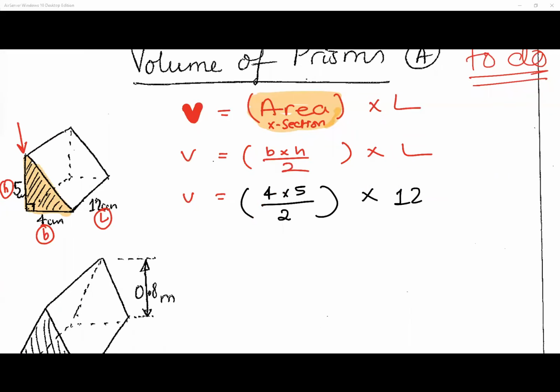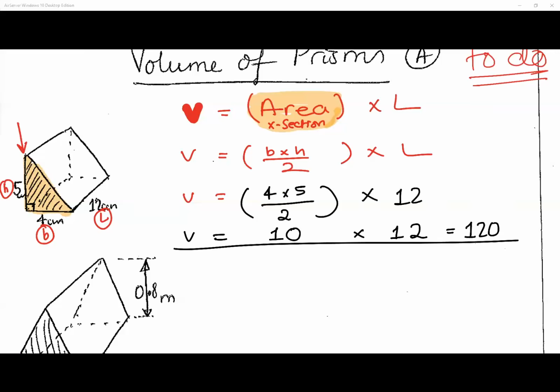Okay, it's looking very good so far. So what's 4 times 5? 20. And what's 20 divided by 2? 10. And what's 10 times 12? 120. 120 what? Centimeters. Keep on going. Remember, it's volume. Cubed. Fantastic, with the 3. Lovely answer, well done. So you've taken the heat of the rest of the question now, mashallah.